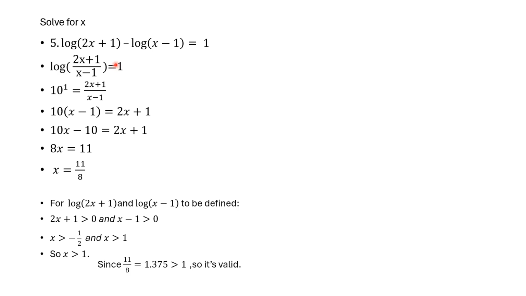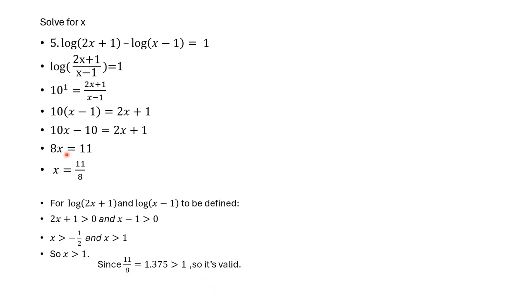So I'm going to write it straight in exponential form. Base 10, 10 to the power 1 equals (2x + 1) divided by (x - 1). 10 times (x - 1) equals 2x + 1. 10 times x is 10x, 10 times minus 1 is negative 10, equals 2x + 1. If I take 2x across, 10x minus 2x gives me 8x. Bring minus 10 across, 1 plus 10 equals 11. 11 divided by 8, so my answer here, x equals 11 over 8.